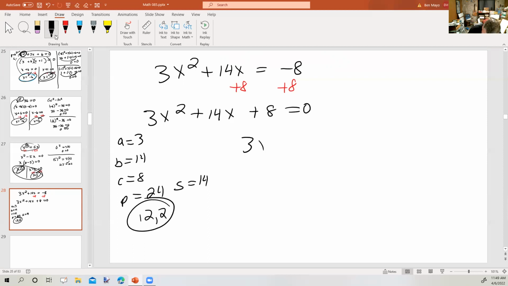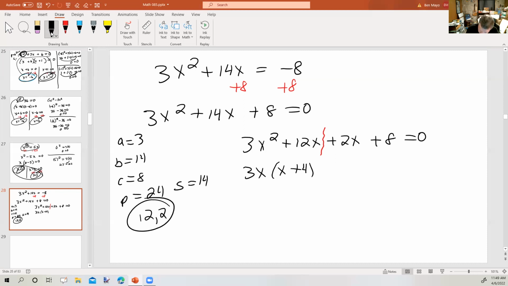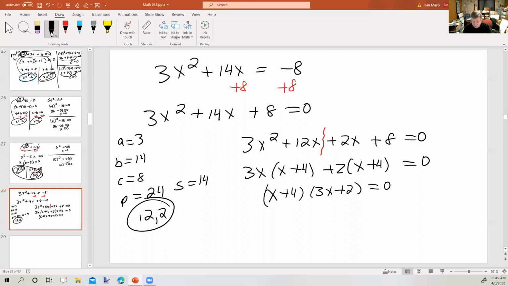So now we have 3x squared plus 12x plus 2x plus 8 equals 0. So I'm going to use grouping on the left side of the equation. I'm going to split those 4 terms into 2 groups of 2 terms. The greatest common factor of the first 2 terms is 3x. The leftovers are x plus 4. The leftovers of the second 2 terms are x plus 4, and a plus 2 comes outside. So then I've got x plus 4 times 3x plus 2 equals 0.